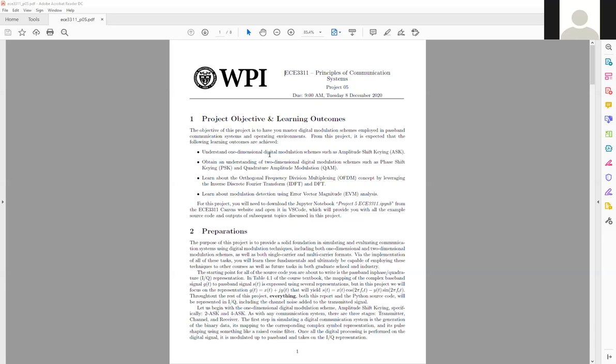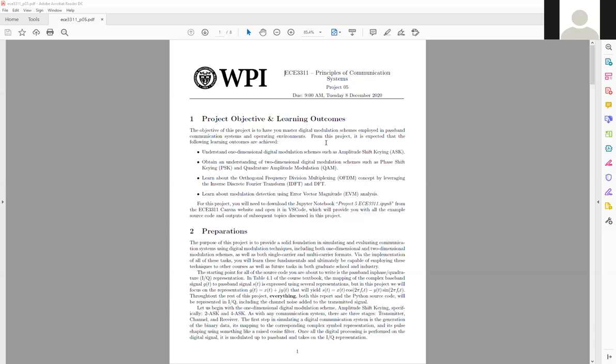Okay, so we'll talk about that. As usual, there's a Jupyter notebook that accompanies this project. So definitely use it. This will give you a good starting point for building the rest of this project, all right?